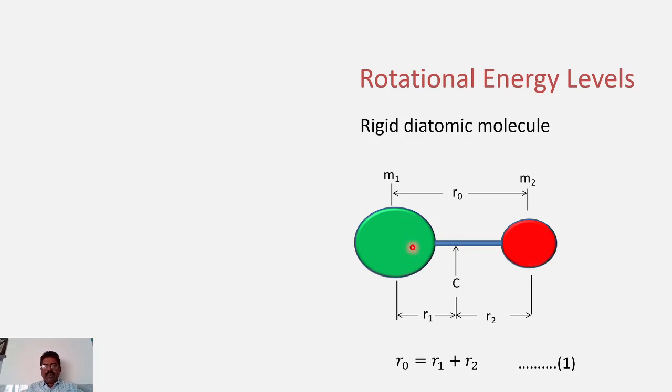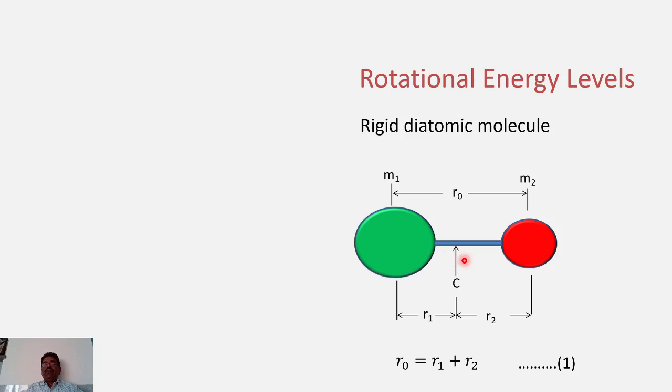These two particles have certain masses m1 and m2, so there is some center of mass of this system. Let us assume that here is the center of mass, and you can assume an axis passing through it. Any rotational motion about the center of mass will result in some rotational states of this molecule. So we shall consider the axis which passes through the center of mass and is normal to the bond axis of this molecule. That will be the rotational motion of this diatomic molecule.